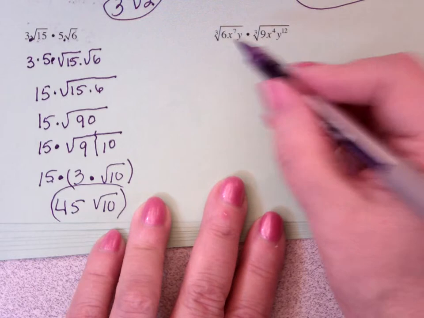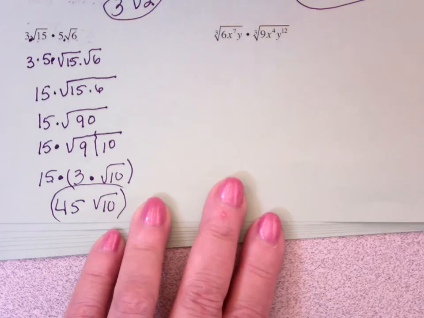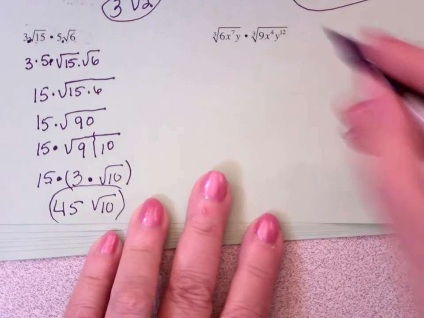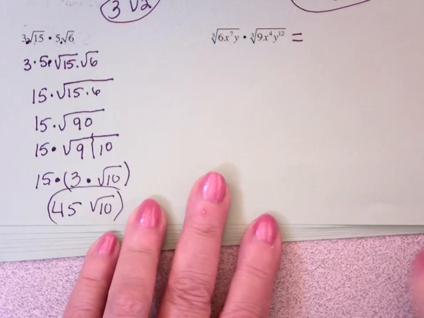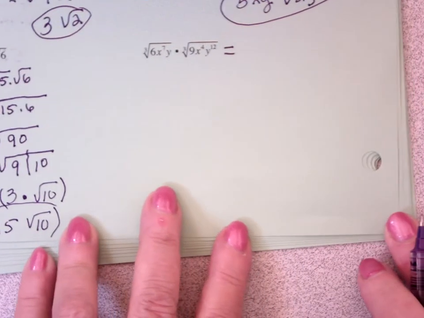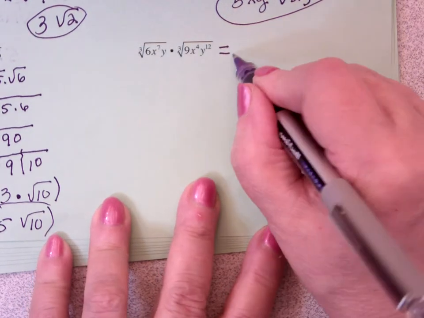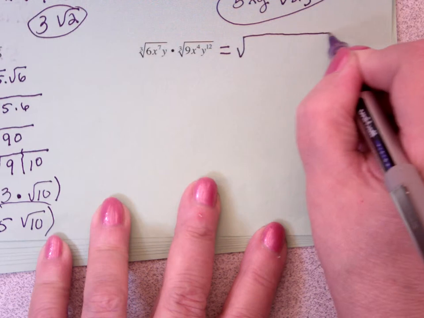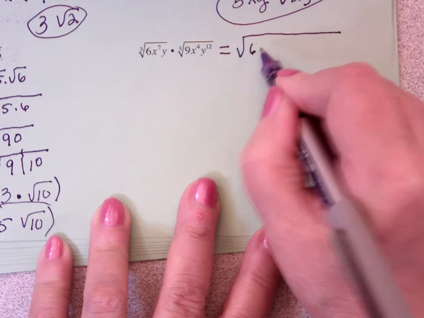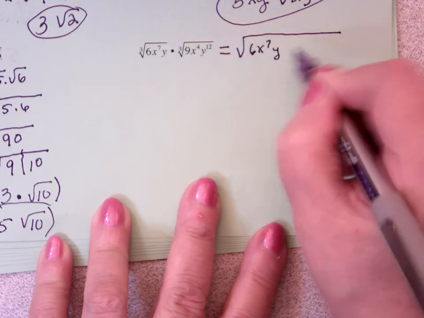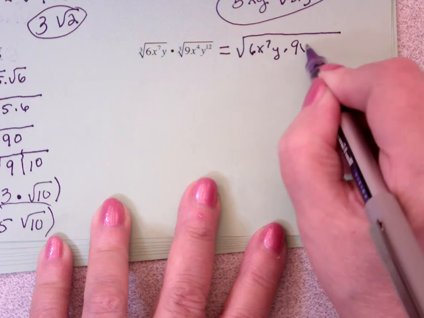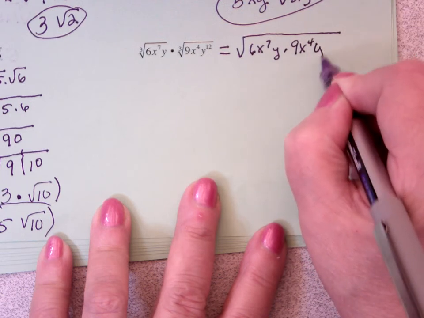Now I'm dealing with cube root. And there's nothing hanging out in front, and then I say yippee to that one, because it's a much less complicated problem, except cube root is more complicated. Now, under the single radical, I'll have 6x to the 7th y times 9x to the 4 y to the 12.